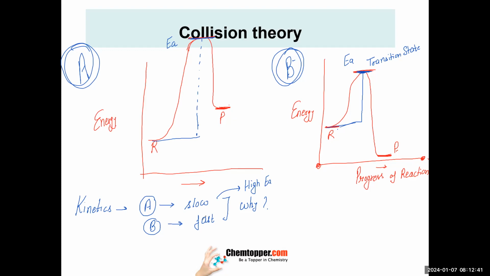Okay. B is fast. Why is B fast, children? I want all of you to type this reason. B is fast. Why? Yes, low activation energy. So what does it mean? It means many molecules will have sufficient amount of energy to cross the barrier easily, faster, in less time. Correct? That's the kinetics. Now let's discuss the thermodynamics.